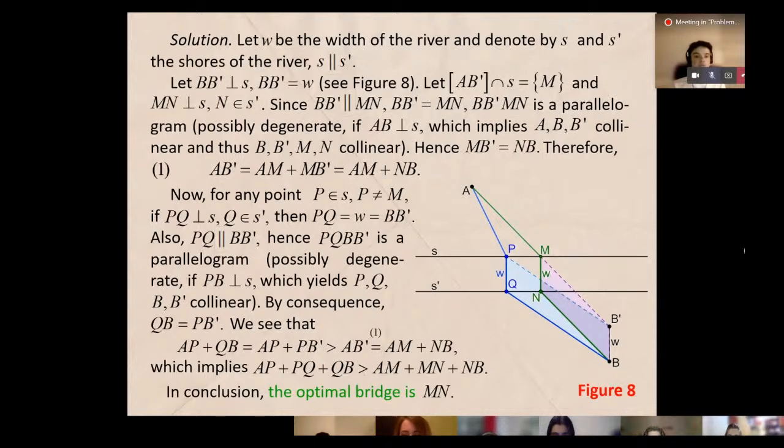We prove that it is the optimal one. Indeed, using the parallelogram MNBB prime, we get that AM plus NB is equal to AB prime. For any other bridge PQ, AP plus QB is equal to AP plus PB prime, because PQBB prime is also a parallelogram. Since the shortest path between the points A and B prime is a straight line, the proof is complete.